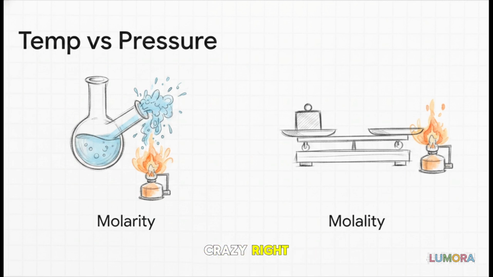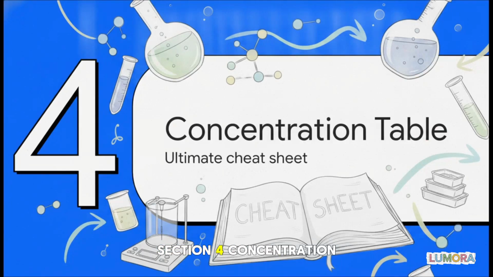Crazy, right? But molality is based purely on mass, and since the mass of your solvent doesn't just magically change when the room gets hot, molality is completely unaffected by temperature and pressure. This is exactly why chemical engineers out in the real world strongly prefer using molality for industrial processes that operate in extreme environments. Let's look at Section 4, Concentration Comparison Table.